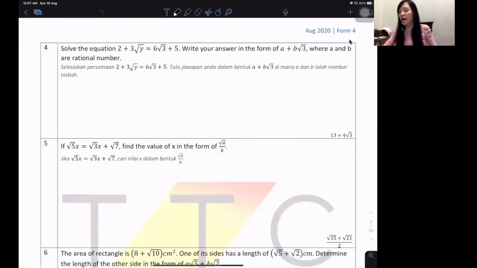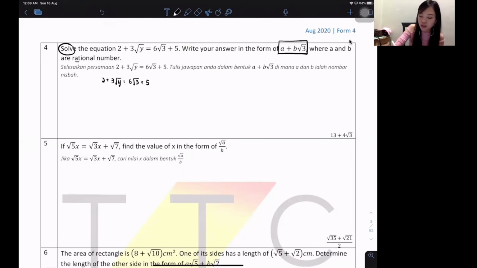Question 4. So obviously you don't know where question 4 is, but yeah, you can just write 4, okay, my dear? Let's see. So guys, I will do Surds and Logarithm, okay? Indices, you watch that video, okay? Let's do it. Solve. Solve means find the answer out. Solve the equation 2 plus 3 square root y equals 6 square root 3 plus 5. They say, write your answer in this form, guys. They already emphasize they want this particular form. So later on, your answer must look like that, where A and B are rational numbers.